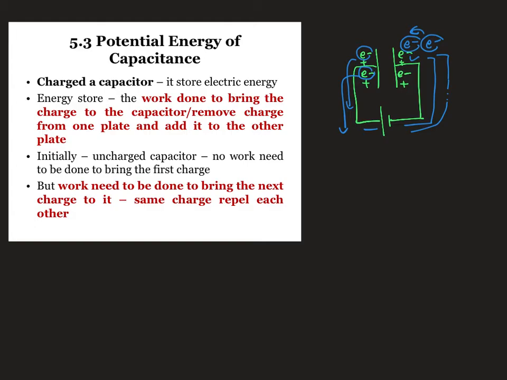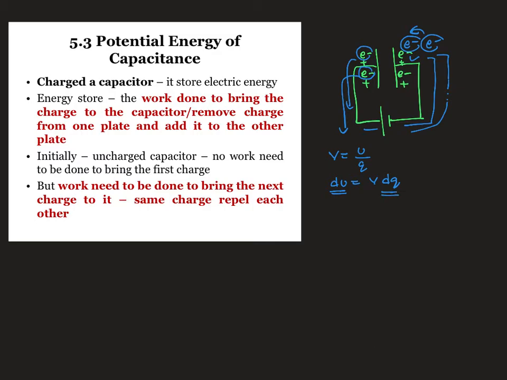So we need to find the work done to put one small charge first. We know that V = U over Q. Basically we need to find the energy for one small charge to move. Therefore we are going to have dU, delta U equals V delta Q. The potential difference is not going to change because it's connected to the battery, and this is basically the energy to move one small charge.